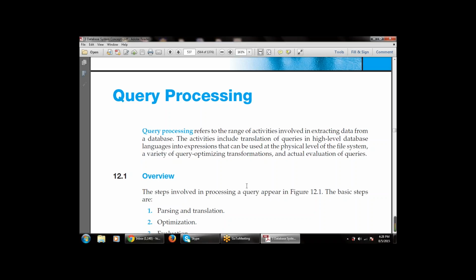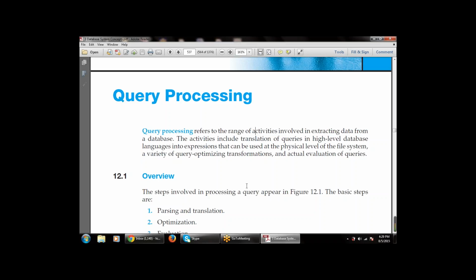So query processing includes a range of activities involved in extracting the data from the database. Whenever I perform any task to extract data from the database, that is known as query processing. Suppose I give the command select department name, salary from the table employee, that means I am fetching the department name and salary from the table employee.